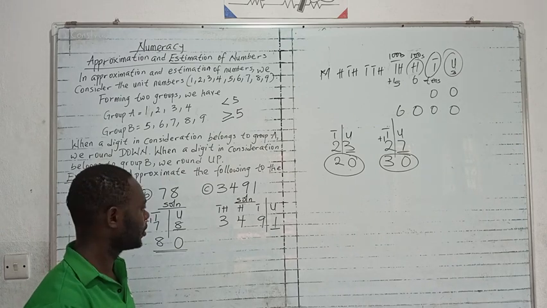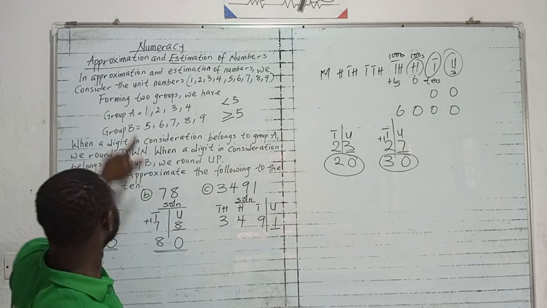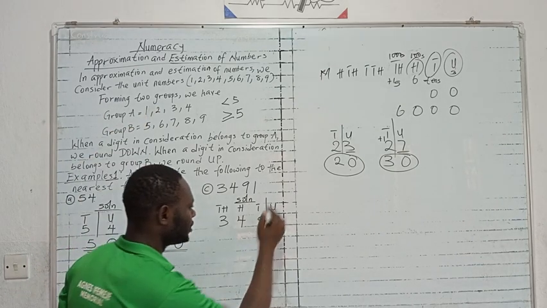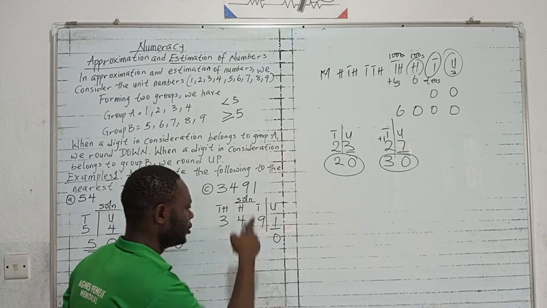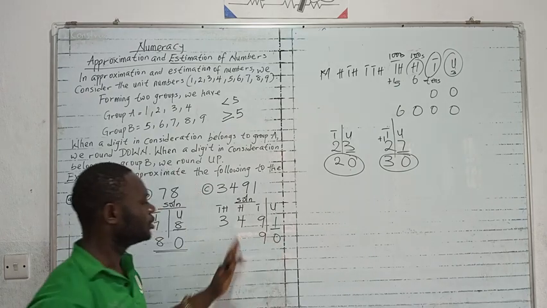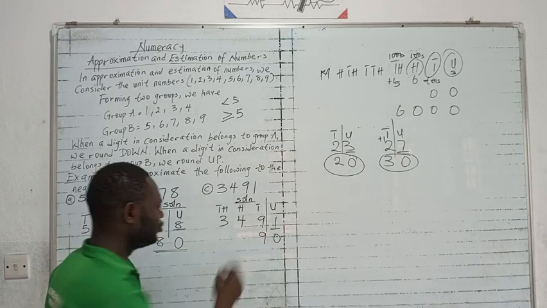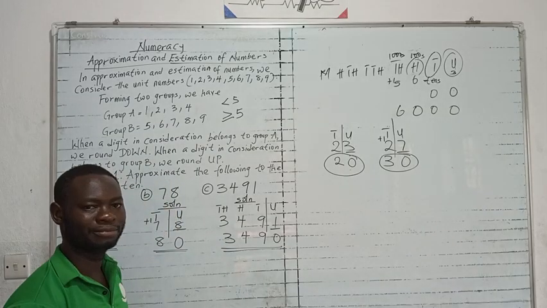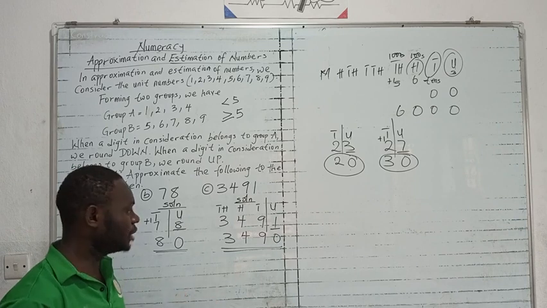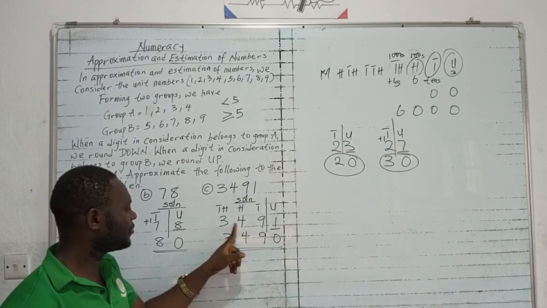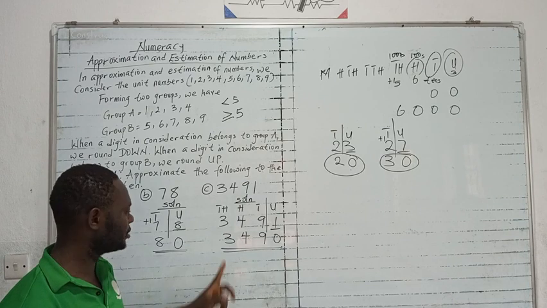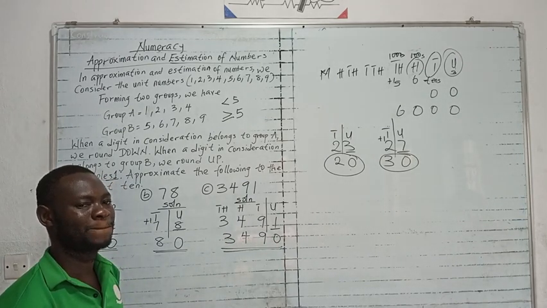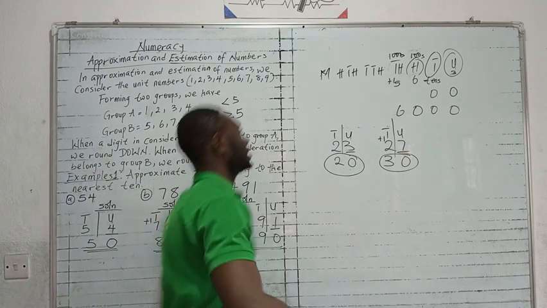Now what happens? The number here is what? 1. It belongs to group A, so we round down. And rounding down simply means that here we now become what? 0. Here we remain the same. Now what happens to these places? We bring them down, they remain the same. So 3,491 rounded to the nearest tens becomes 3,490. Okay? Alright, let's look at example number 2.